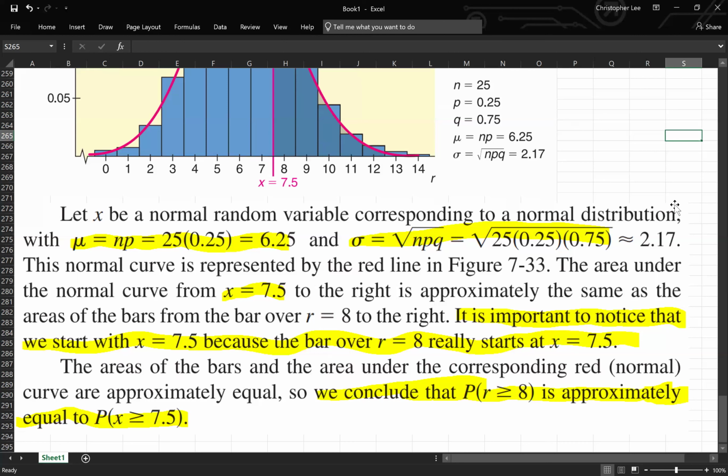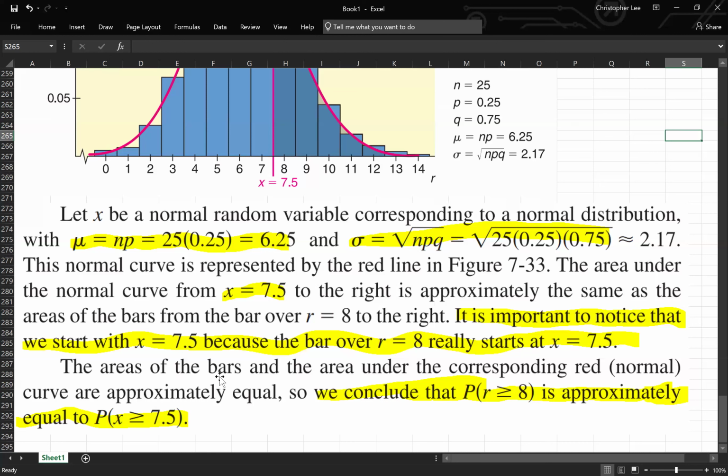Let's notice something. I'm interested in the area from 8 to the end, right? But notice that this is a bar. The 8 is this bar right here, but 8 is in the middle. There's still some area over here that I'm skipping over, right? That's why we adjust by 0.5, because you want to cover all of the area and push it all the way out for the bar. So it's important to notice that we start with x equal to 7.5 because the bar over r equals 8 really starts at x equals 7.5.